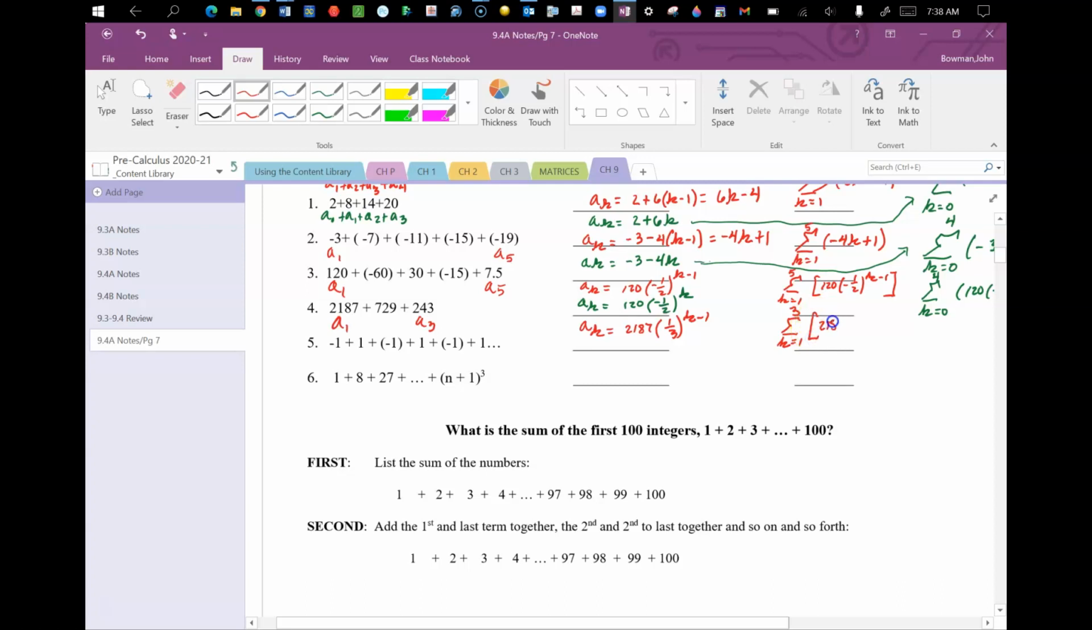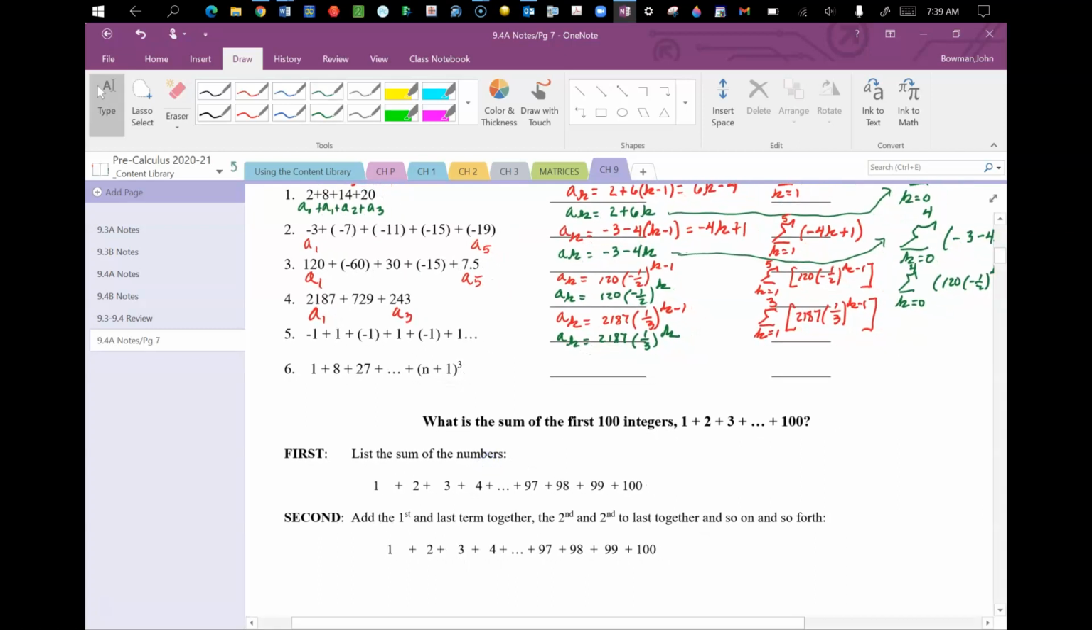So 2,187 times 1/3 to the k minus 1 power. And again, if you want to rewrite that, starting with an index of 0, it's going to be basically the same rule, except you're going to have a sub k is equal to 2,187 times 1/3 to the k power. And you would use that in your summation notation and start your index at 0 instead of at 1.